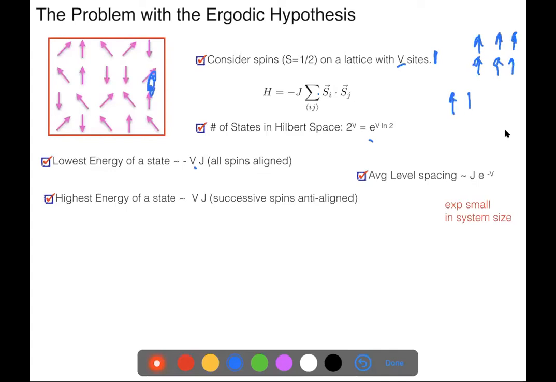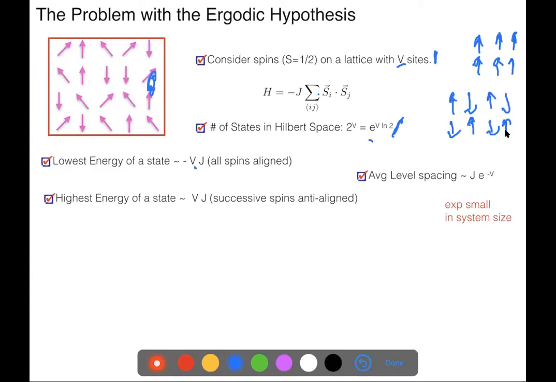Let's say I'm doing this. Okay, so every bond gives you a positive value of energy, and you will get a highest energy state, which is of order V times J. The main point is the range of energies that you are getting is scaling linearly with the system size. Okay, so that's important to keep in mind. Whereas the number of states scales exponentially with the system size.